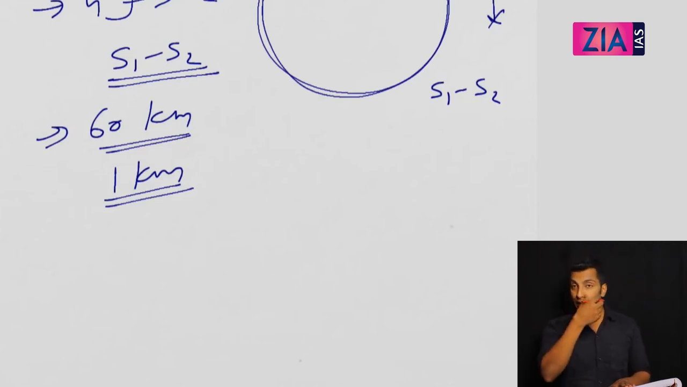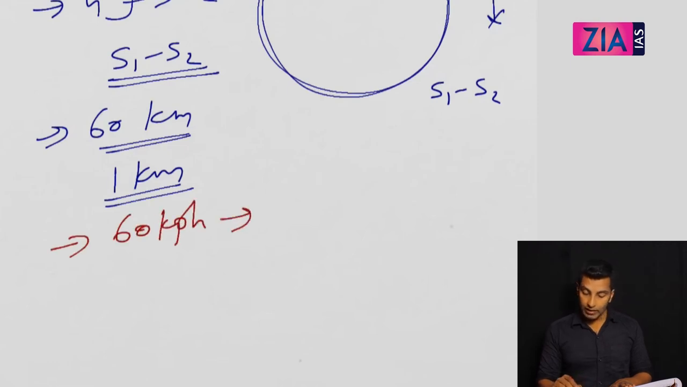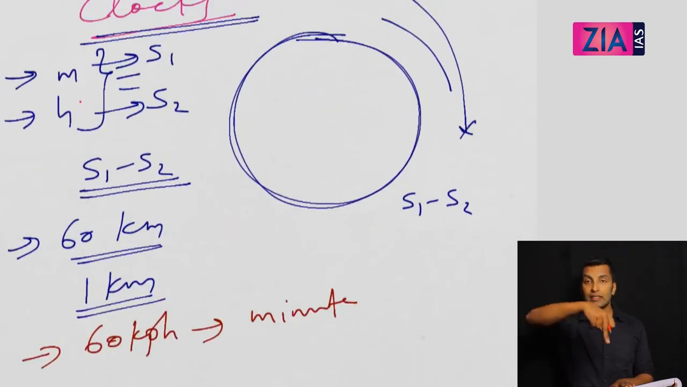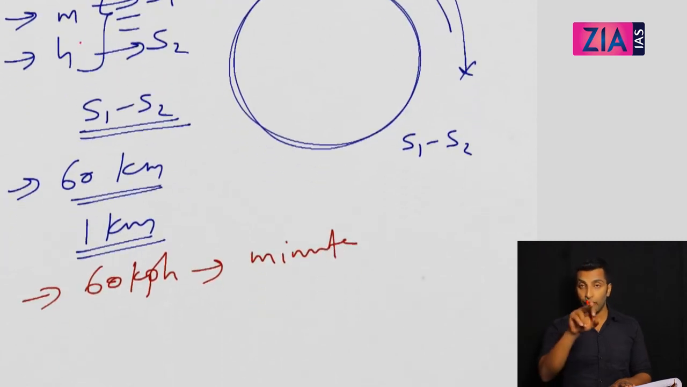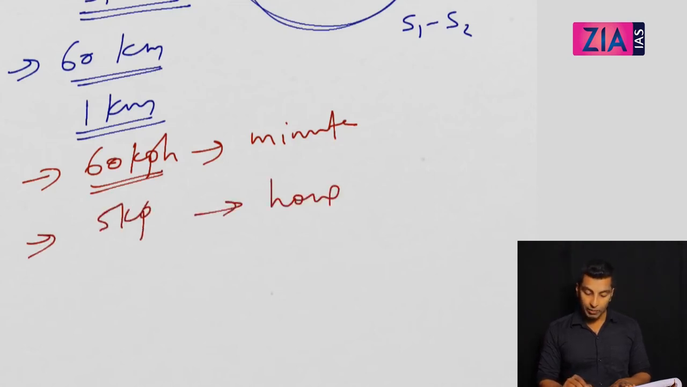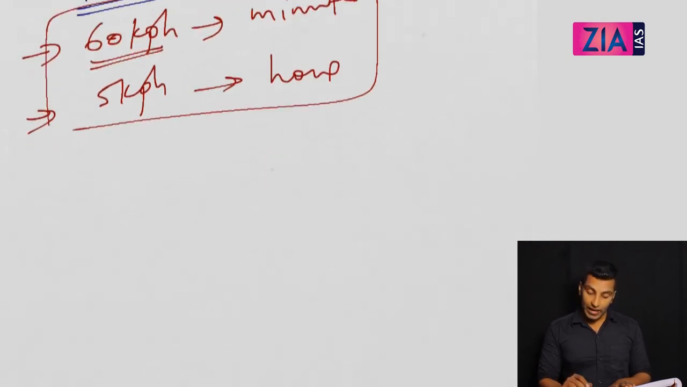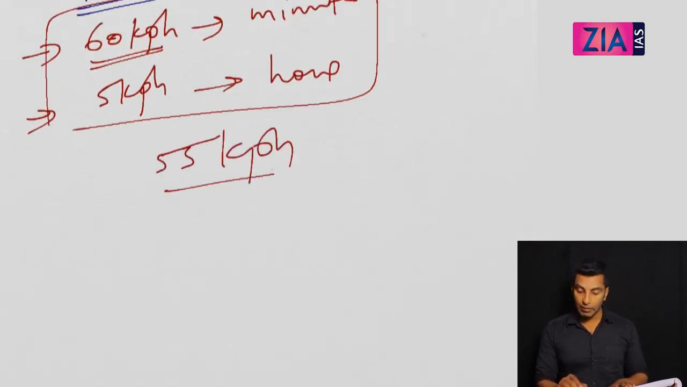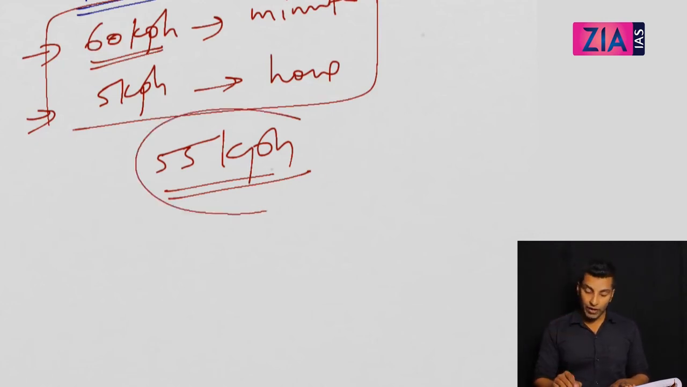Now if you look at that, what is the speed of the minute hand? 60 kilometers per hour. Why? Because it is covering that 60 distance, one revolution, in 1 hour. If we consider the clock as a circular track with a distance of 60 kilometers, the speed of the minute hand can be understood as 60 kilometers per hour. Similarly, the speed of the hour hand will be 5 kilometers per hour. Then what is the relative speed? That will be 55 kilometers per hour, 60 minus 5. So the relative speed between the minute hand and the hour hand will be 55 kilometers per hour.